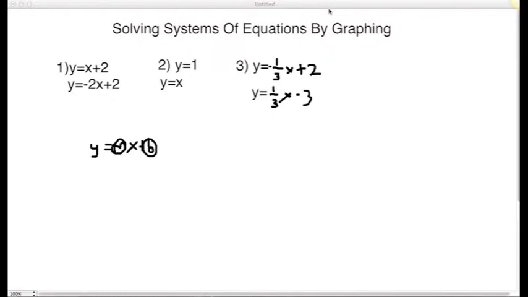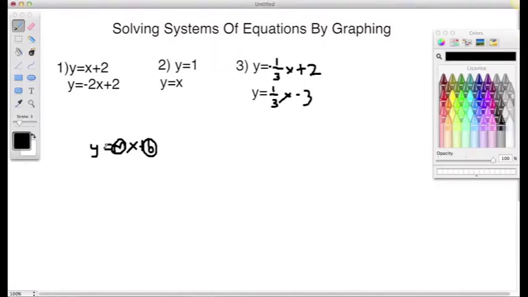This is already in slope-intercept form. Slope-intercept form is y equals mx plus b, which I have right here. M equals slope, and b equals the y-intercept. So here we have our slope, and we have our y-intercept. Actually, the slope is negative 2, not the x.